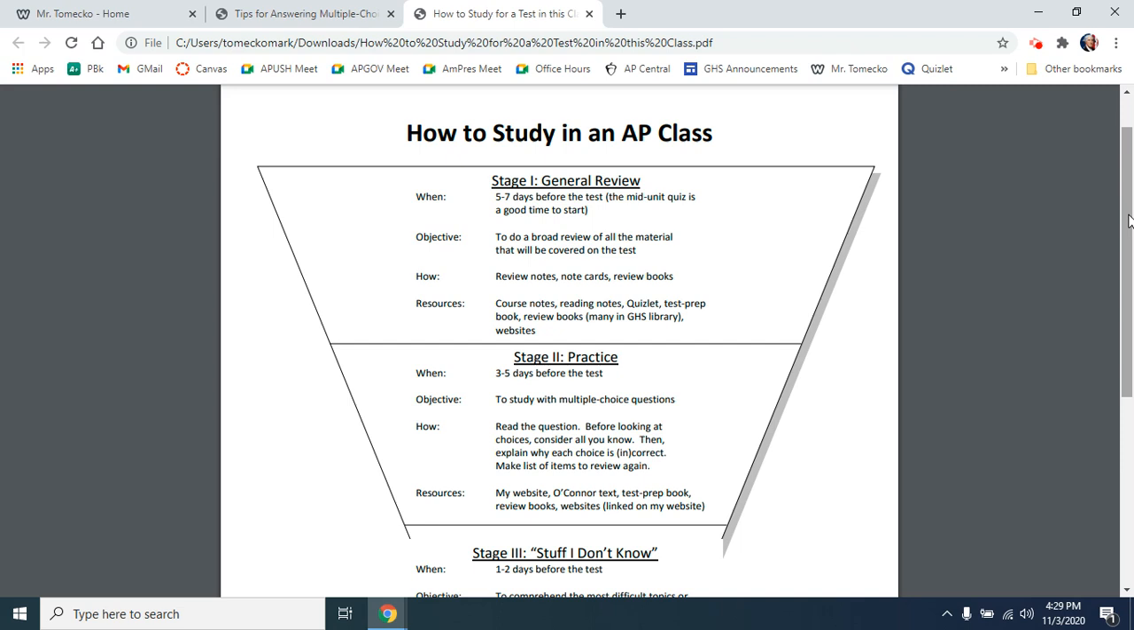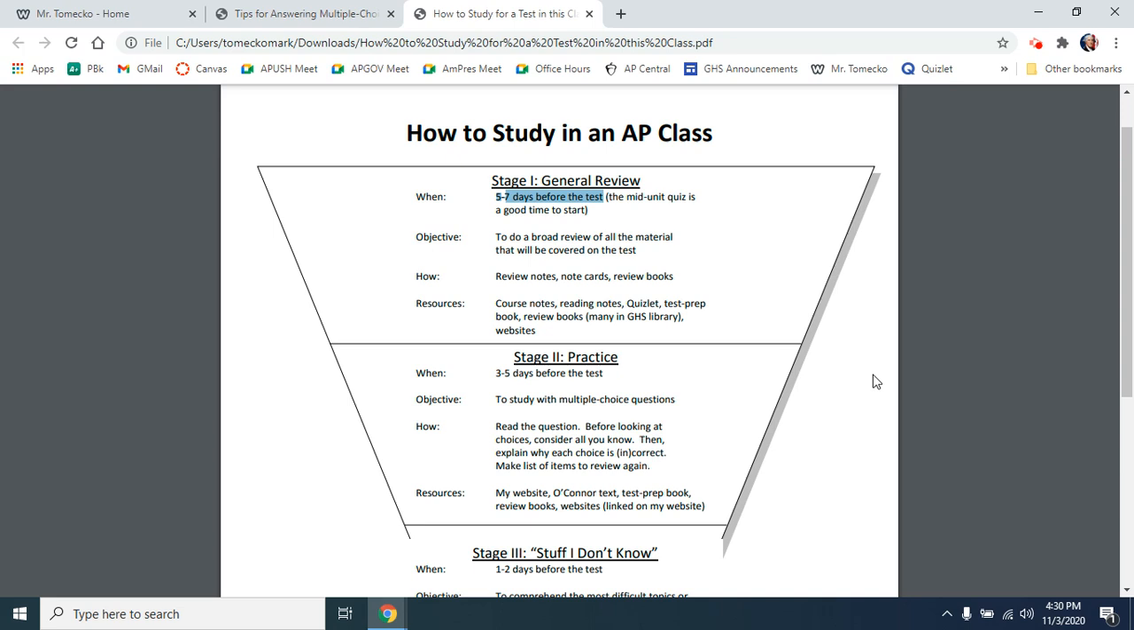So in stage one, what I call general review, that is the one part of studying where, yeah, you would look over your notes. You would look at the notes I've provided. You might reread parts of the textbook. If you're in AP Government, you might visit Quizlet to review vocabulary. If you have a test prep book, you might read some of the summaries there. General review is just refreshing your memory on most of the major content in the unit. But it really is stage one, and it's only effective if it's done well before the test, ideally 5 to 7 days.